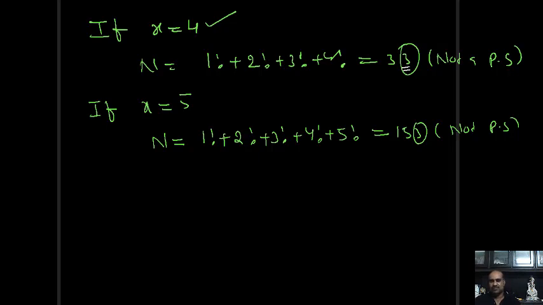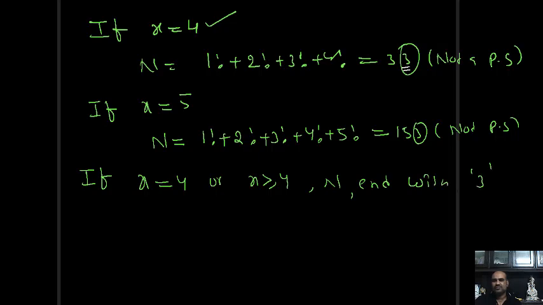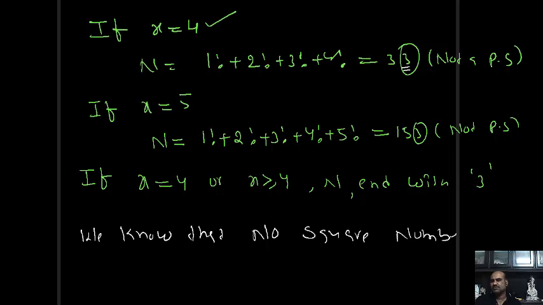That I will write. If x is greater than or equal to 4, n ends with 3. We know that no square number ends with 3.